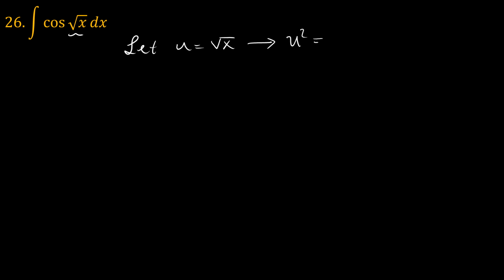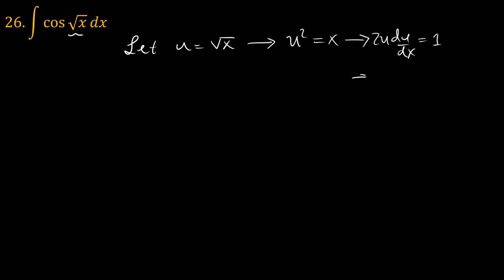So problem number 26 happens to be the indefinite integral of the cosine of root x. The quickest inclination is for us to substitute for square root of x. What we do is we say let u be equal to square root of x, so u squared is going to be equal to x. If we differentiate with respect to u, we have dx/du being equal to 2u.